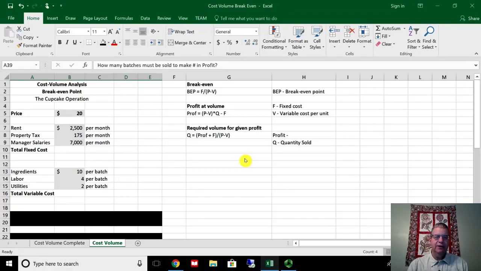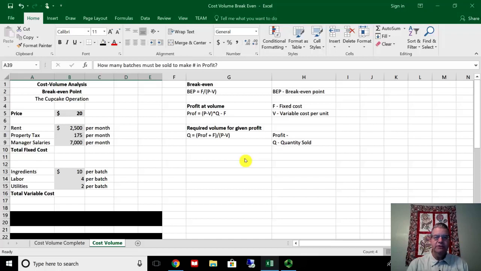First thing that we need in a cost volume analysis is some data that has to do with cost and the price that we sell our product for. So, cupcake operation, obviously she's selling cupcakes, and she sells them by the batch. A batch is 20 cupcakes, and the price she sells those 20 cupcakes for is $20. So they're little tiny cupcakes, $1 a piece.